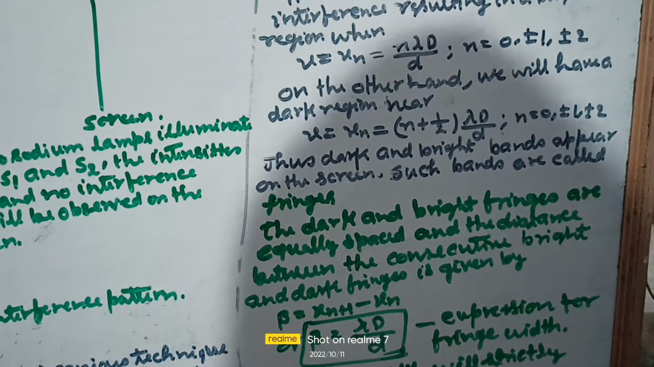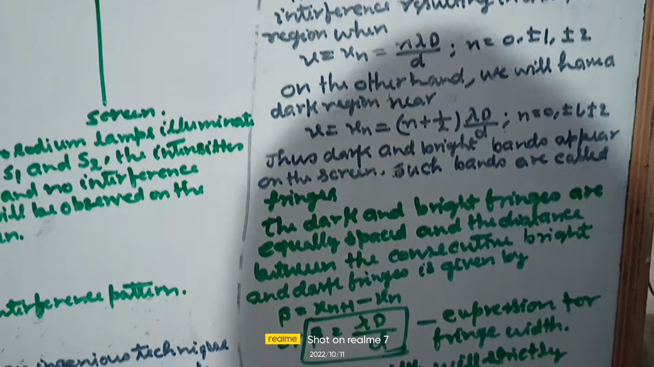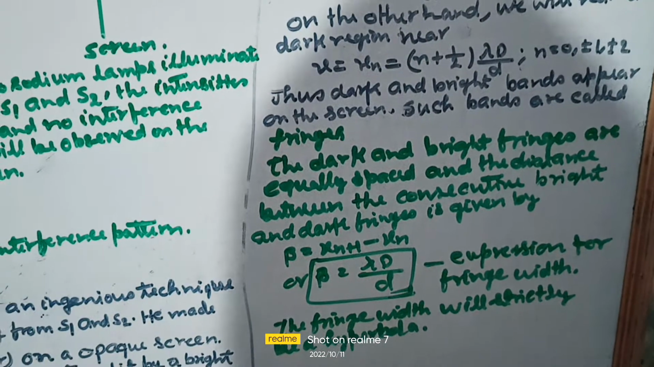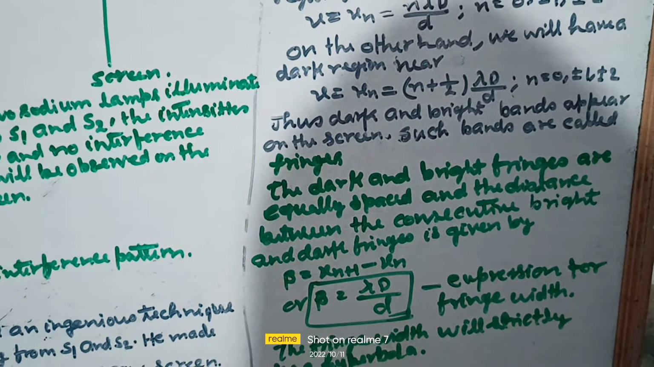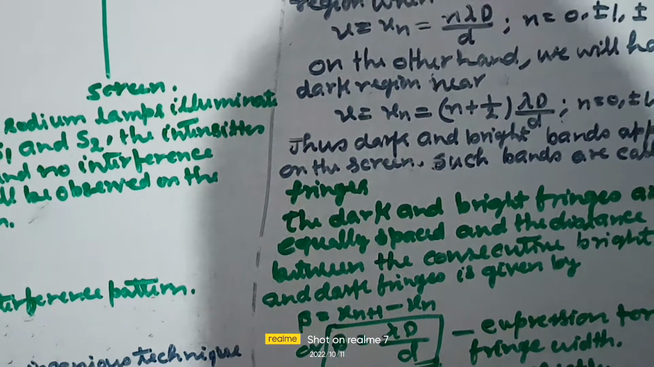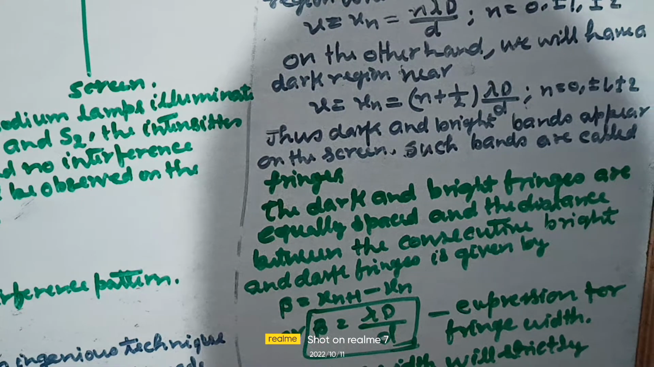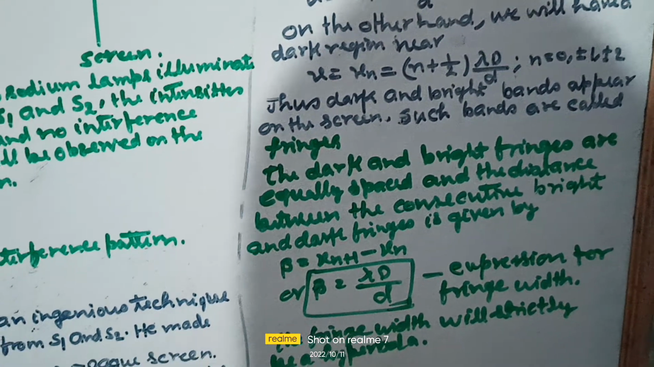The dark and bright fringes are equally spaced, and the distance between consecutive bright or dark fringes is given by the fringe width beta equals x n plus 1 minus x n, or beta equals lambda D by d. Expression for fringe width, the fringe will strictly be a hyperbola.